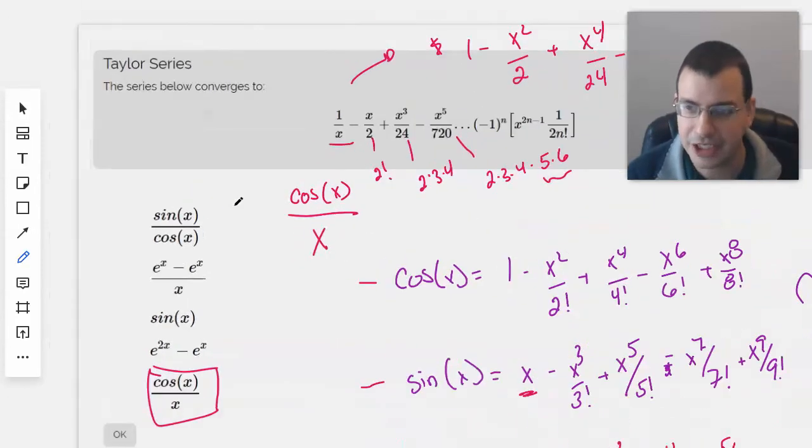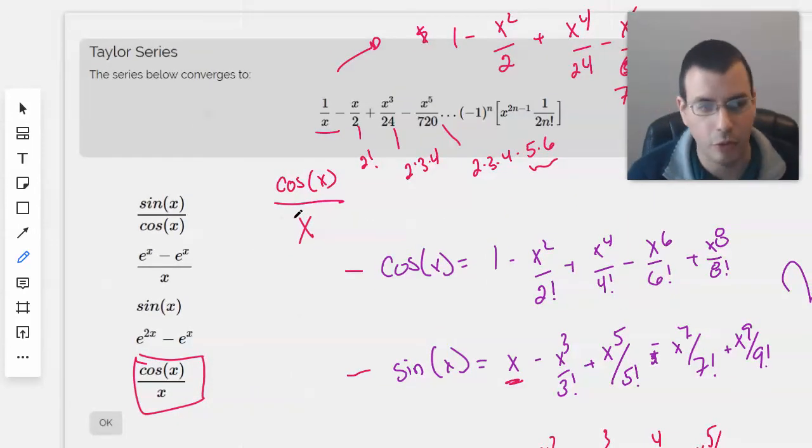So that's the kind of problem you might see for a Taylor expansion.